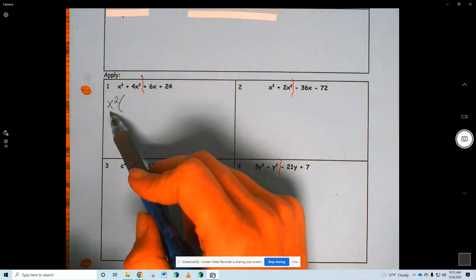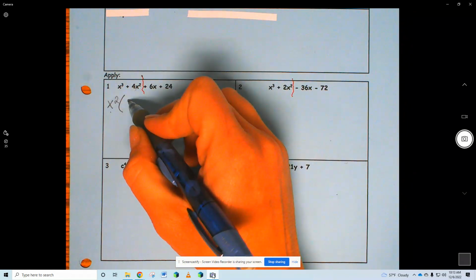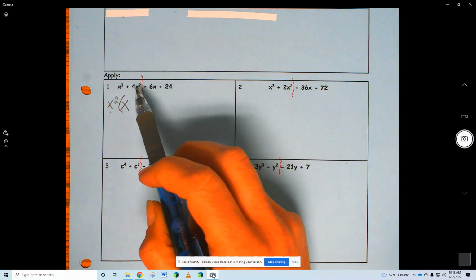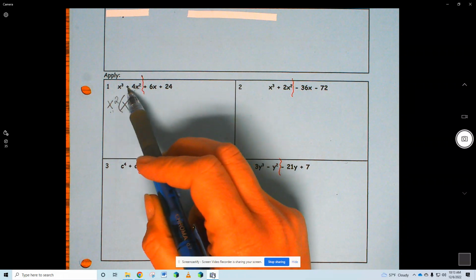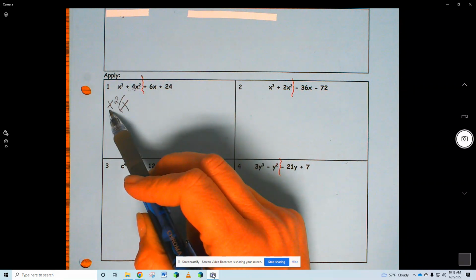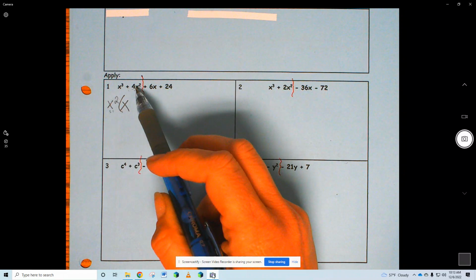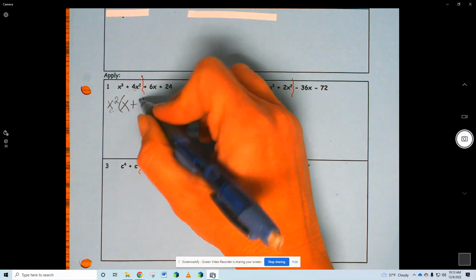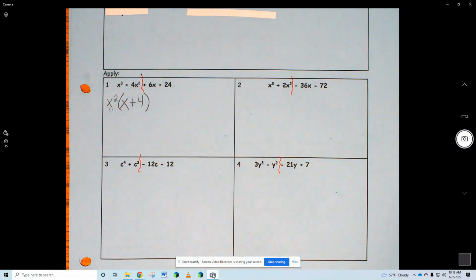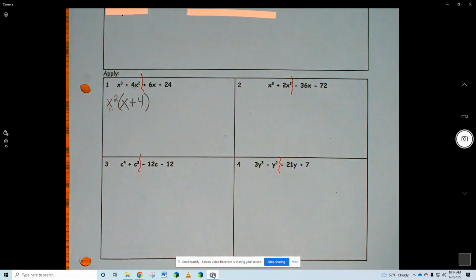X cubed divide out x squared. I heard someone say x. Yes. Positive 4x squared divide out x squared. Just the 4, plus 4. And I close the parentheses, because I'm done with the first two.